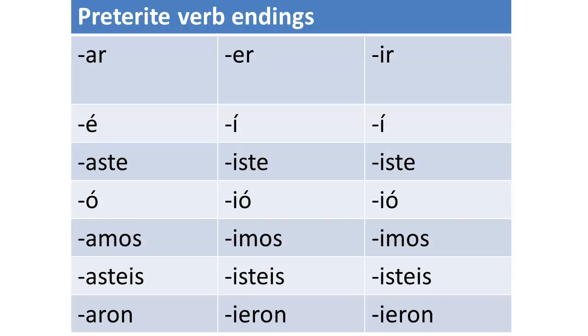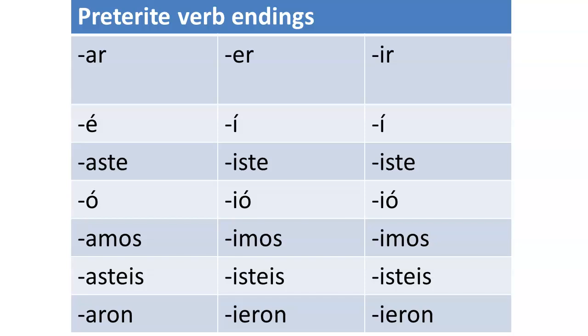First things first, you have to memorize the preterite verb endings. There's no way around it. Native speakers memorize it just through practice. So be sure you memorize your forms. Once you do that, then you're ready to go.